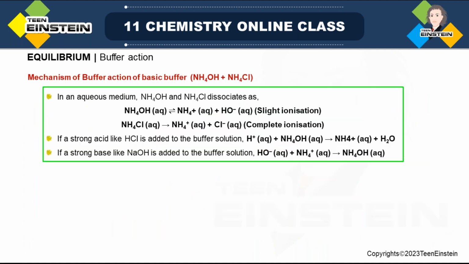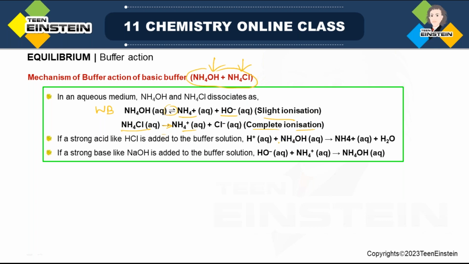Now, mechanism of buffer action if it is basic buffer. So here we have taken this basic buffer. First, we will see how these two compounds are dissociating. As NH4OH is a weak base, it is dissociated to ammonium ion and HO minus, slightly. We are using the equilibrium sign. But salt is always fully dissociated, so we are using a single-headed arrow. We will get all the molecules in the form of ammonium ion and Cl minus. That is complete ionization for the salt molecule.